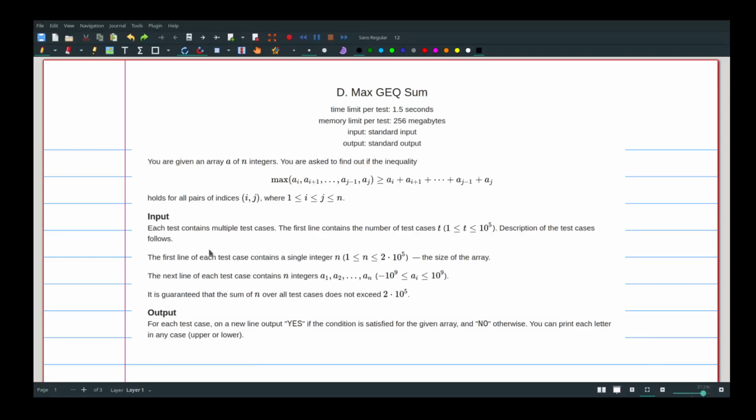Hi, I'll be covering problem D in CodeCraft 2022. In this problem, you're given an array of n integers, and you're asked to verify this inequality for all pairs of indices where i is less than or equal to j. This inequality basically states that we have to check every subarray and verify that its sum is less than or equal to its max.